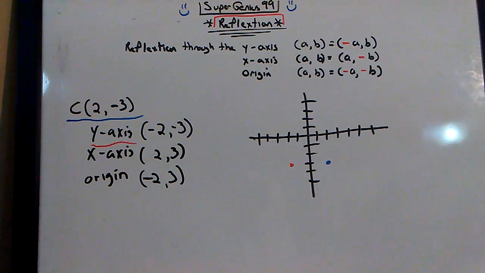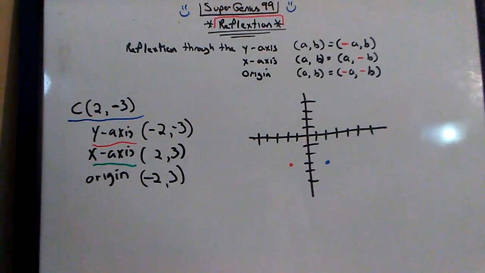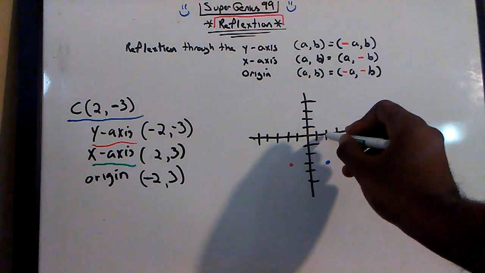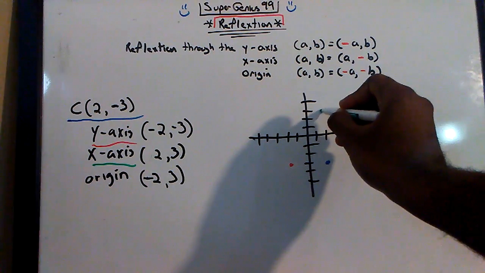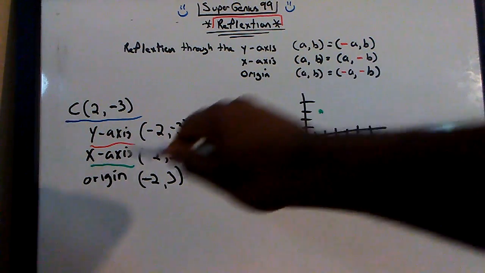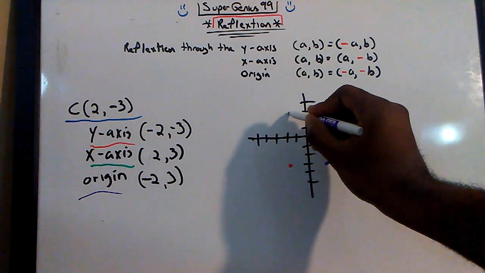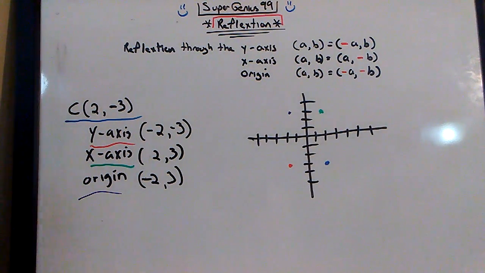A reflection across the x-axis, let's use green, is (2, 3), right there. And a reflection across the origin, (-2, 3). That one in purple, right there. Looks good.